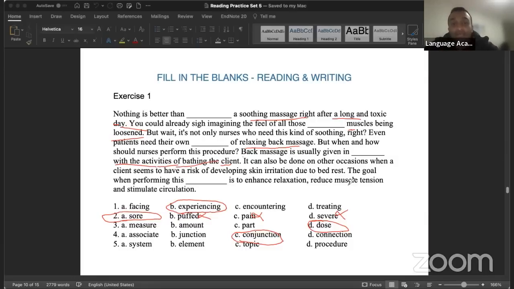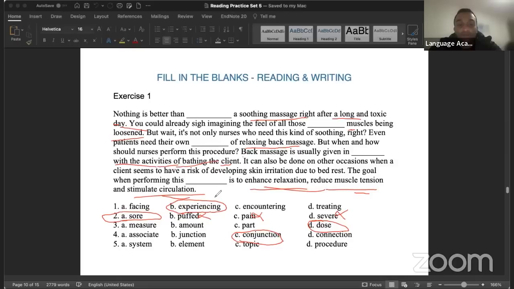Next one. It can also be done on other occasions when a client seems to have a risk of developing skin irritation due to bed rest. Okay, so that's another reason why they can give back massage to the patients. The goal when performing this dash is to enhance relaxation, reduce muscle tension, and stimulate circulation. So these are all the advantages that you are expecting to get after getting a massage.